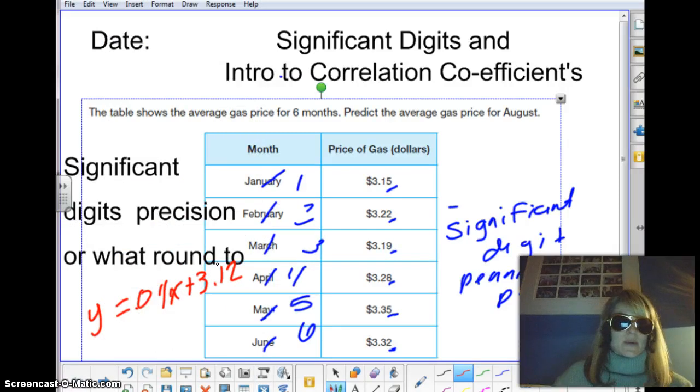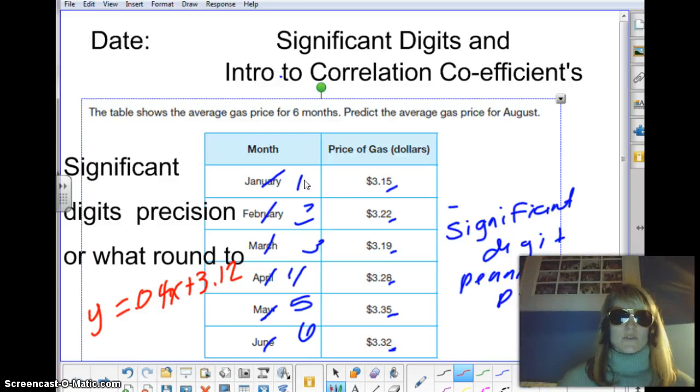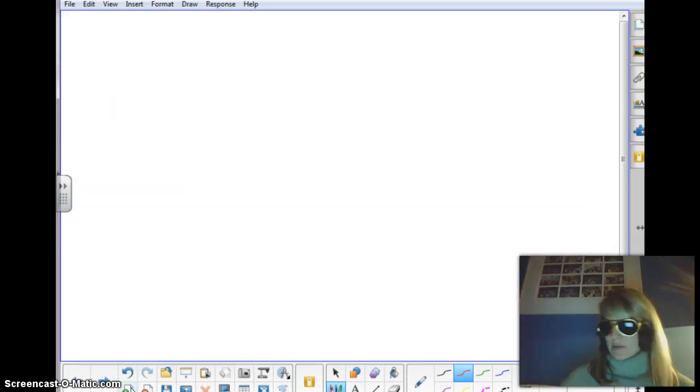Okay, now we're going to learn about one other thing, and that is called correlation coefficient. The correlation coefficient tells me how closely this is to my line of fit. This is my line of fit. We call it the linear regression, but it's also our line of fit. So let's take a couple of quick notes here.